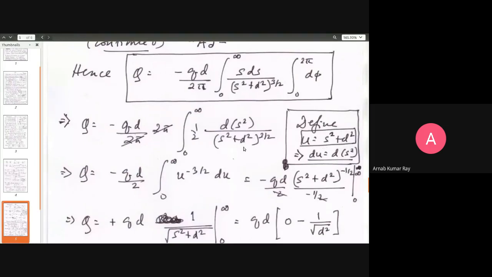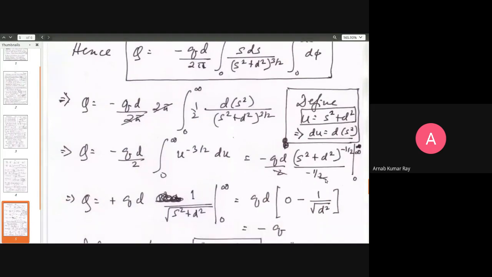Basically, we will just have u raised to minus 3 halves du. You have minus qd by 2 outside. Then when we integrate this, u raised to minus 3 halves integrated will give you u raised to minus half, where u is s squared plus d squared. And then in the denominator, you'll have a minus half as well. This half and this half will cancel. This minus and this minus will cancel.